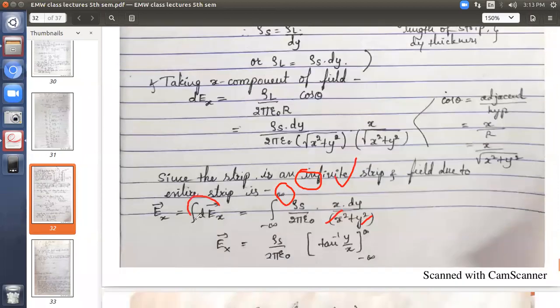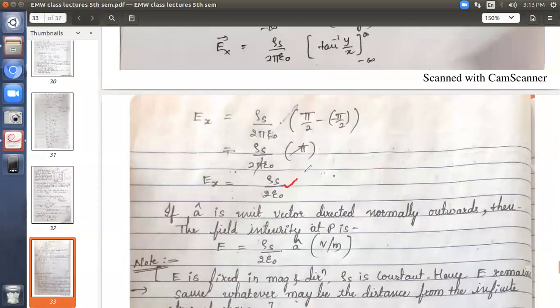Then we integrate the overall expression. I had told you, you can just go through the substitution method. You will get this tan inverse of y by x. When we integrate it, we will get this as the field expression for a sheet of charge. One observation we can make here: Ex is dependent on the surface charge density, which is a constant. Epsilon also, for a medium, is constant. Hence, whatever may be the distance of the point of observation from the sheet, E remains the same.